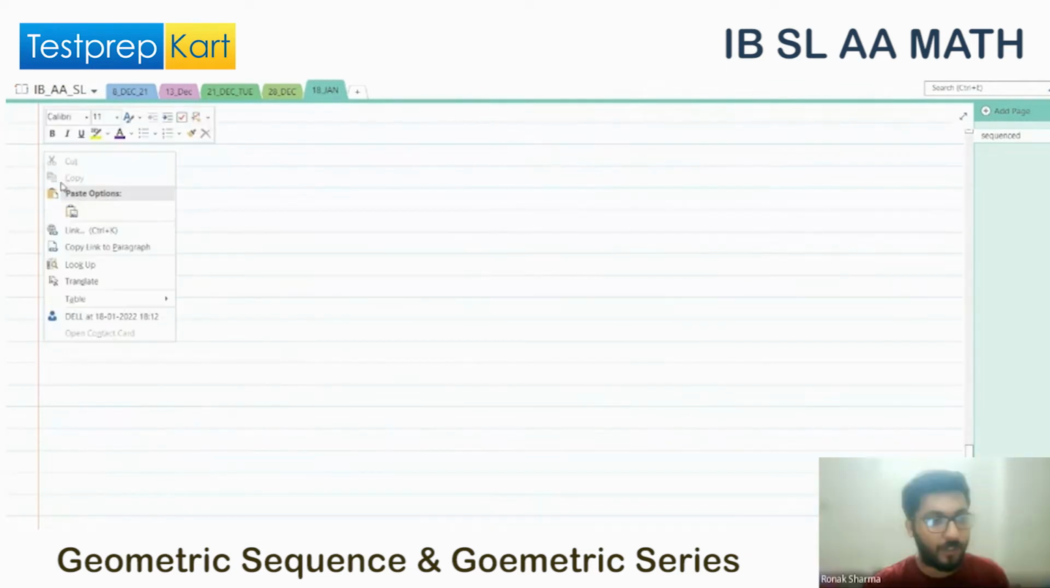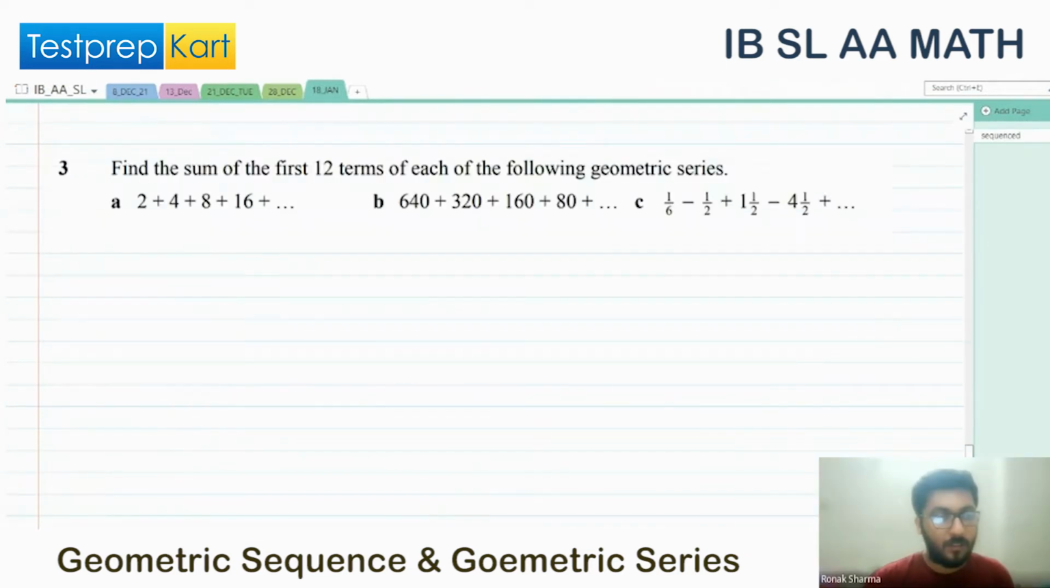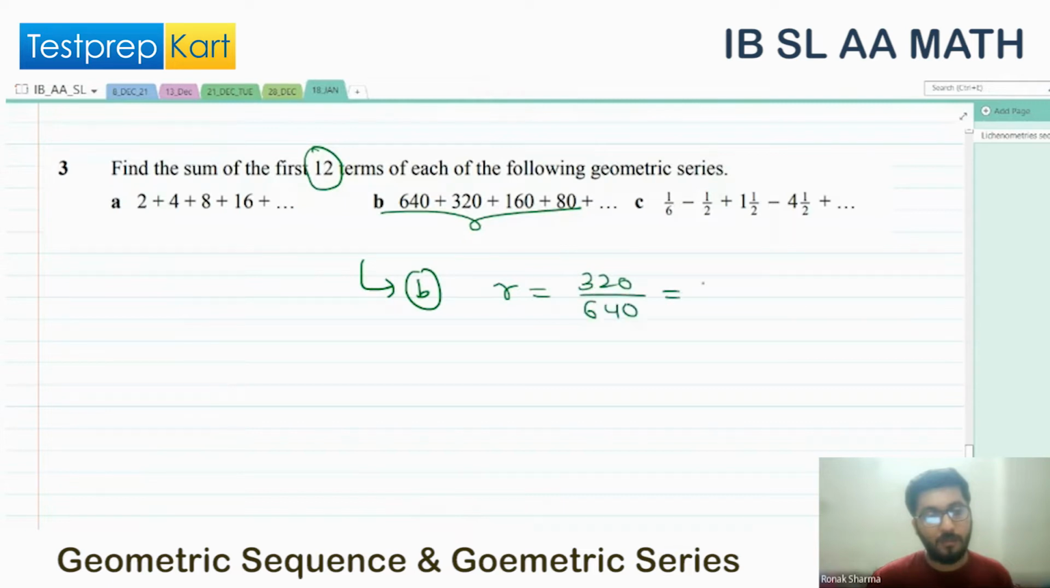So if you go for any question, let's say this. I'm going to solve the B part. The B part is basically: we need to find the sum of the first 12 terms of the given geometric series. First of all, we need R. So R will be 320 by 640, which clearly comes out to be 1 by 2. Now, for the sum of the first 12 terms, N is 12.